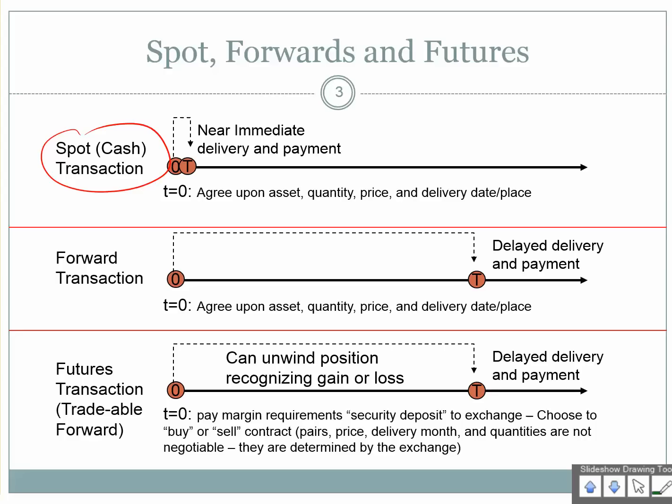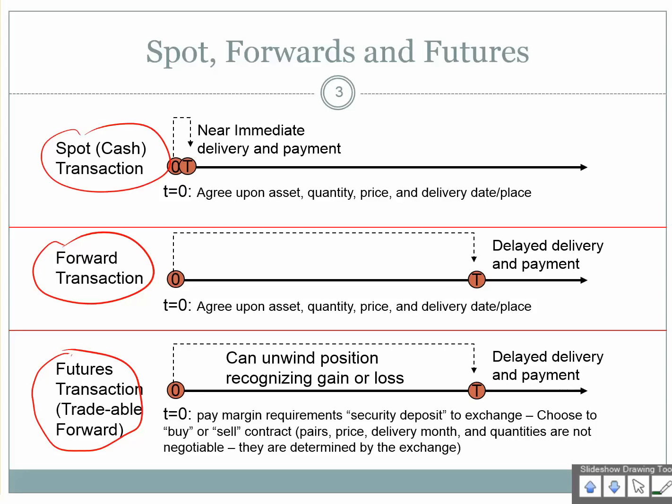A forward transaction is a contract in which you agree upon all the terms of the purchase or sale, meaning the price, which we'll call the forward price, the delivery date or maturity of the contract, the quantity of the currency, and the delivery location. A futures contract is a forward contract. However, it's a forward contract that's traded on an exchange. And these forward contracts that are now called futures contracts are also tradable, meaning once you enter into a futures contract on an exchange, it can then be traded to another party.